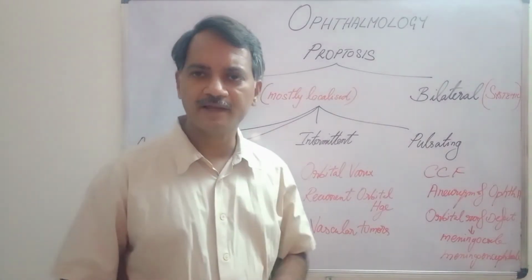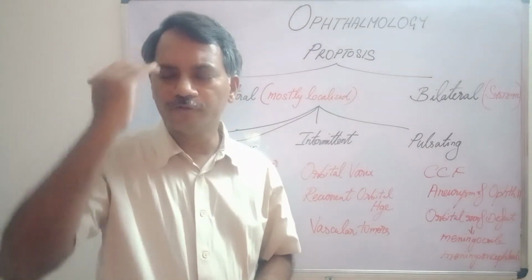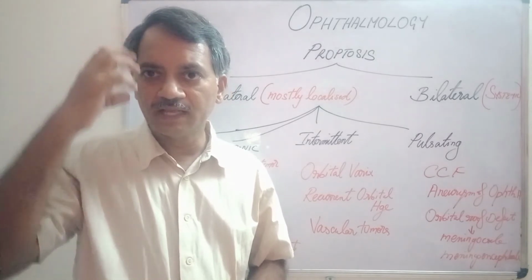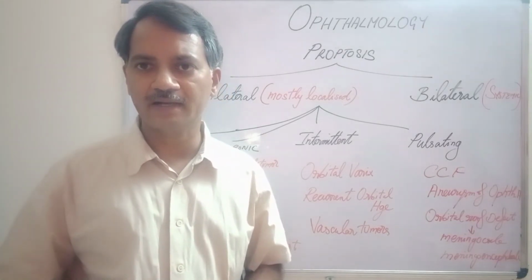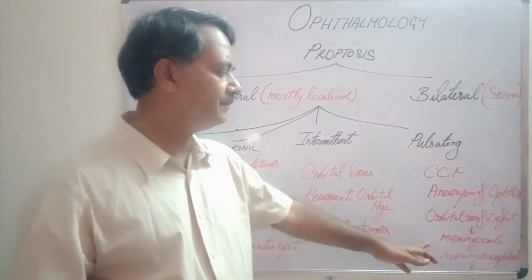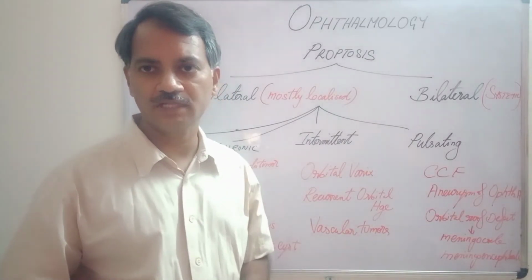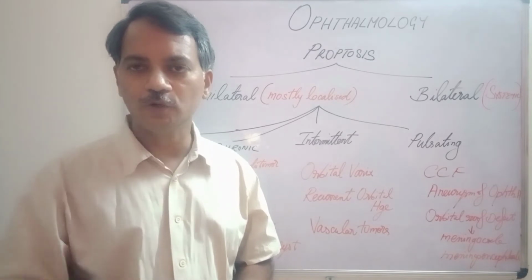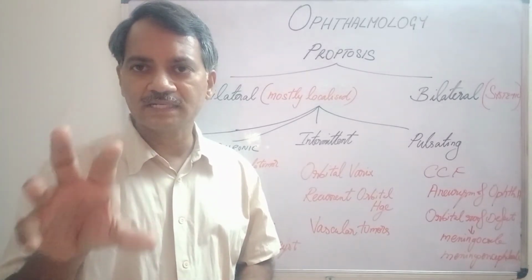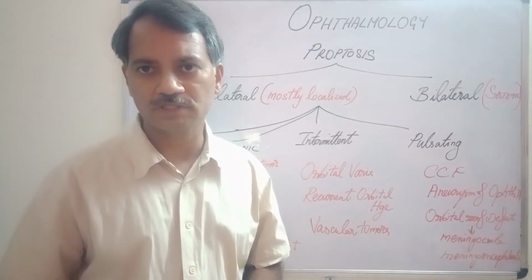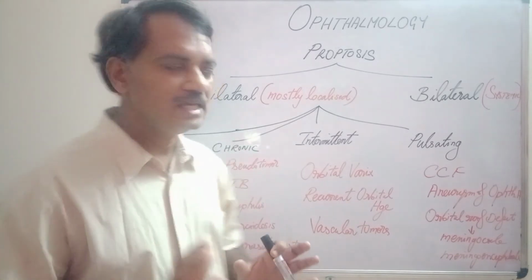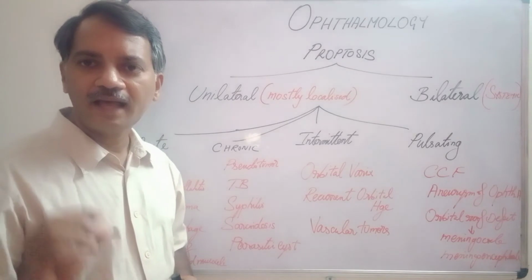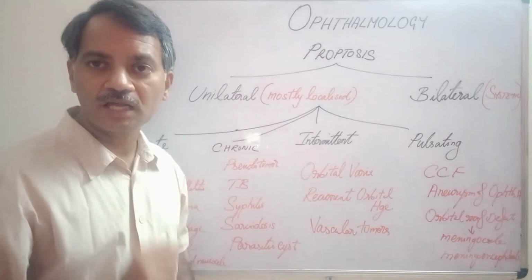Orbital roof defects. Whenever there is a defect in the roof of the orbit, what will happen? The cranial cavity will have a communication with the orbit directly. They may have meningocele or meningoencephalocele. The cerebral pulsation will be transmitted to the globes, leading to pulsatile type of proptosis. So these are some of the conditions that can have unilateral proptosis alone.